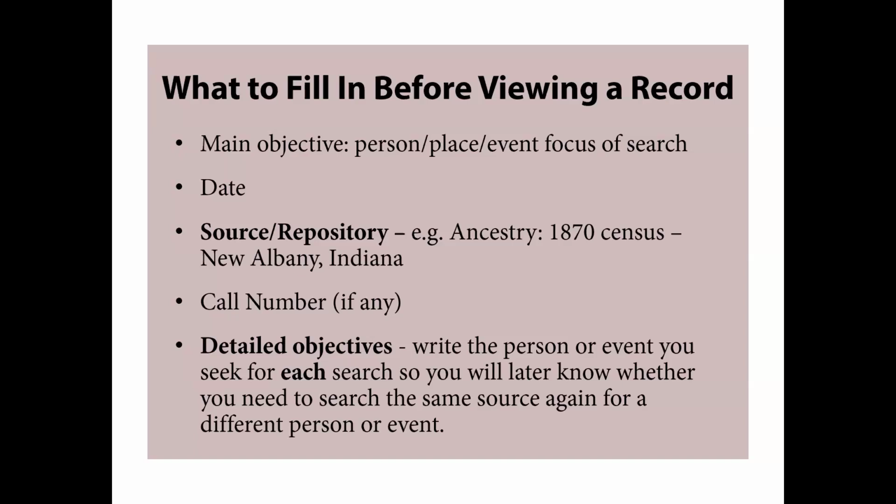Is there a call number, if any? That manuscript number or the book call number is going to help you. So when you go there, you don't have to spend time looking at a catalog because you've already done so. The detailed objectives, you want to write down the person or event you want to seek for each search, so you will later know whether you need to search the same source again for a different person or a different event. You might find that you create a research log per person, but some of the same things are going to be applicable to multiple ancestors. So you may create a research log for that specific region as a place and put down the different people that you're hoping to find in the record groups they have.